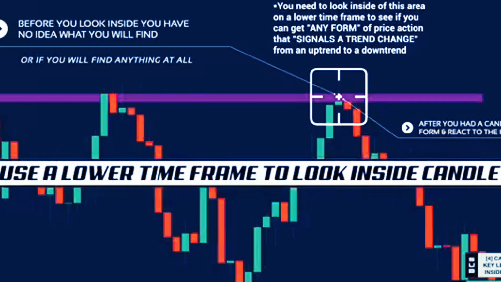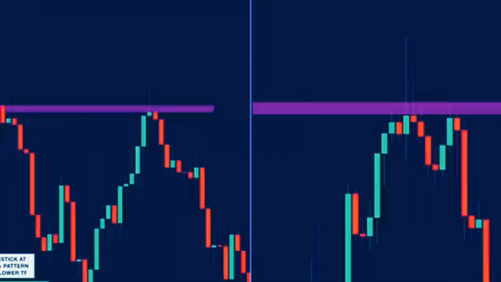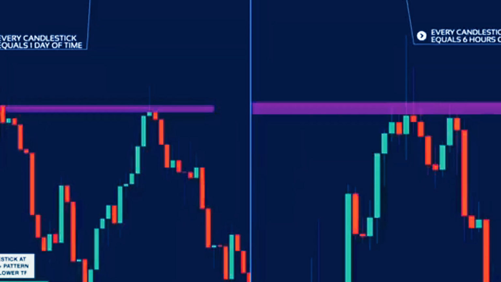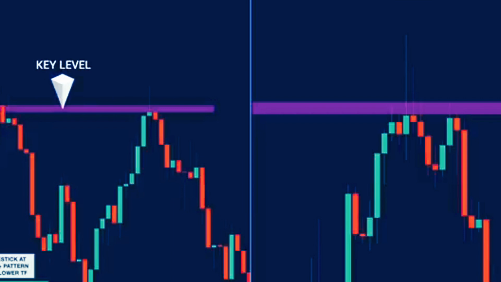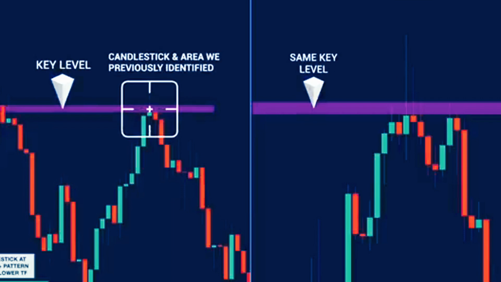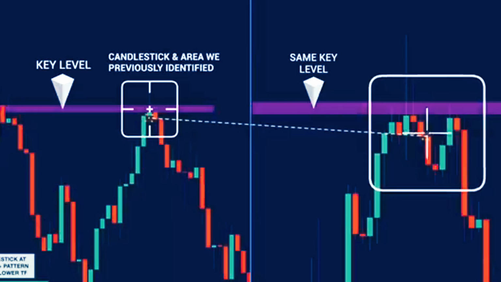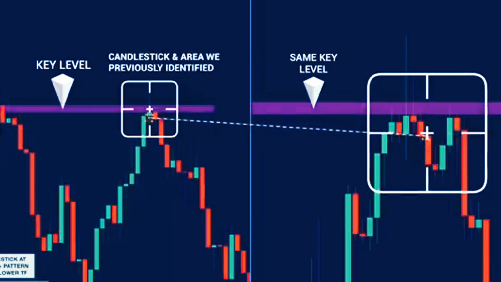So let's pull up a lower time frame, specifically the 6-hour time frame, and put it beside this one. So on the left is the daily time frame we just looked at, and on the right here is the 6-hour time frame of the same asset. This resistance level here is the same resistance level here. This area here, where the candlestick formed, is this same area here on the 6-hour time frame.